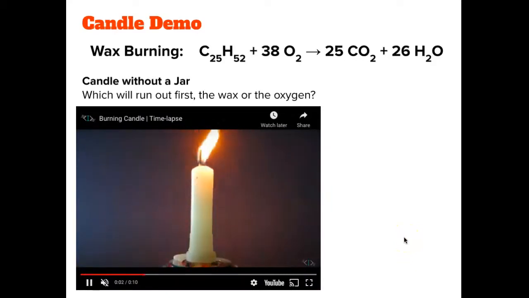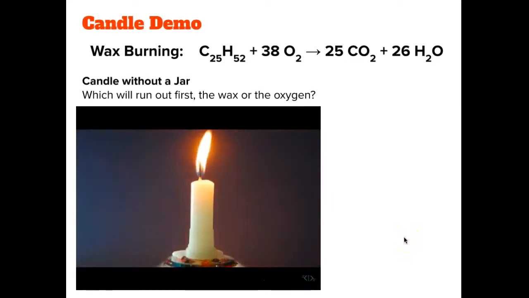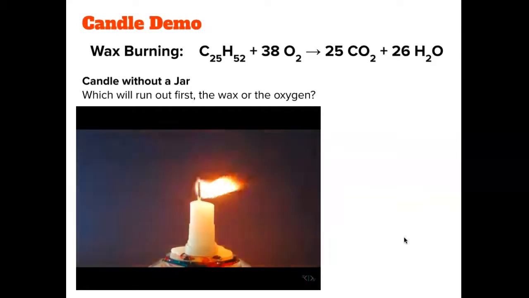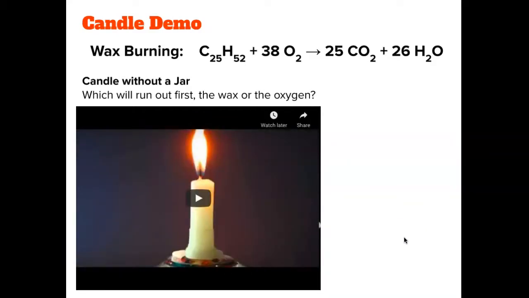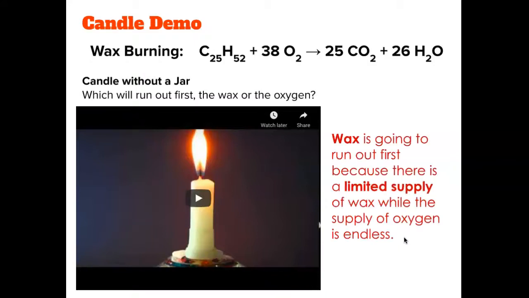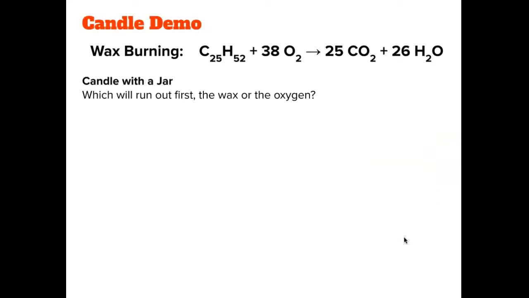So this is time lapse, so it's going pretty quick. Okay, and we can see that that candle is completely burned up, completely consumed in the reaction. And so the wax is going to run out first because there is a limited supply of the wax, while there's an endless supply of oxygen in the room. So we have oxygen in the room next door, and outside. We are limited to the amount of wax that the candle is made out of.